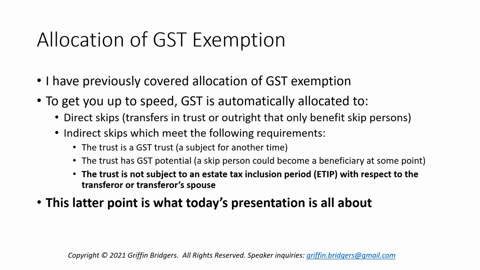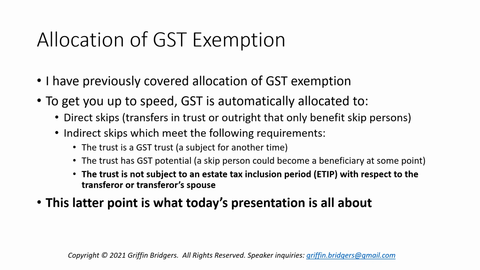But to set the stage and get you up to speed to direct your prior studies and prep, I want to note that there are automatic allocation rules that automatically apply your GST exemption, which is equal to your estate tax exemption. Automatic allocation kicks in if you have any direct skip, which is a transfer in trust or outright that only benefits a skip person. You could also have automatic GST allocation to indirect skips. Typically, to have automatic allocation for an indirect skip, which is a transfer to a trust where both skip persons and non-skip persons are beneficiaries, you have to meet the following requirements.